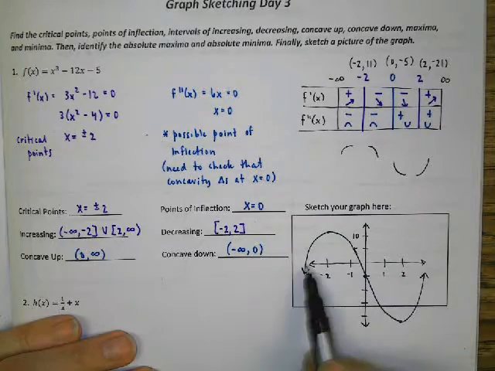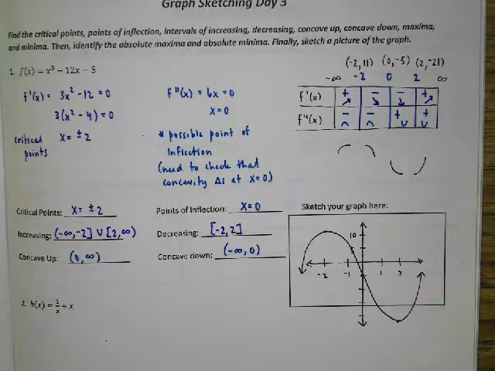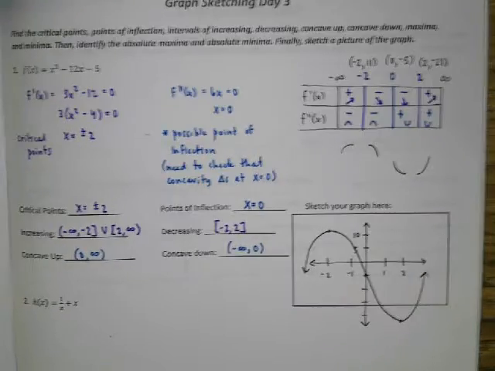And again, I'm not worried about where these x-intercepts are. I just have my key max and min values, my point of inflection, and the rest is just a rough sketch. So that would be it for number 1. So now we're going to go ahead and look at number 2. And we're going to do the same thing.